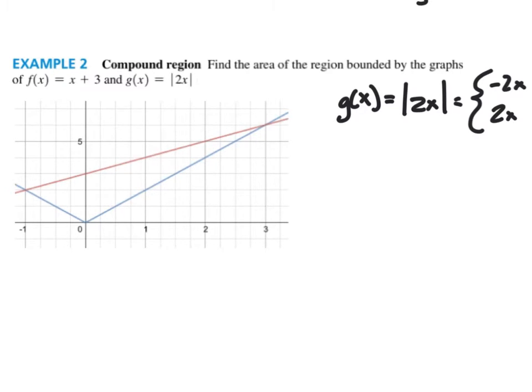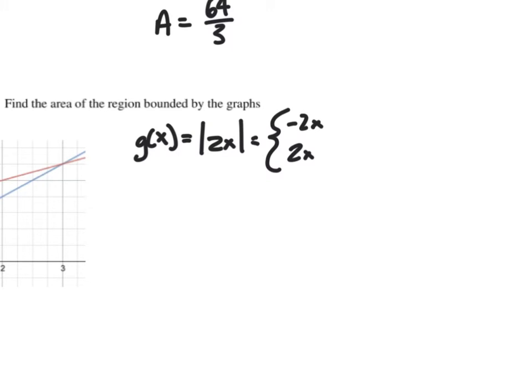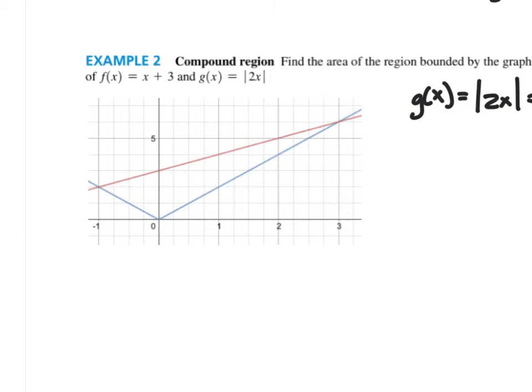Let me just write out that this exists when x is less than 0, and this exists when x is greater than or equal to 0. So what I want to do here is label this over here as the function negative 2x, and this is the function positive 2x, and then this is the function x plus 3.